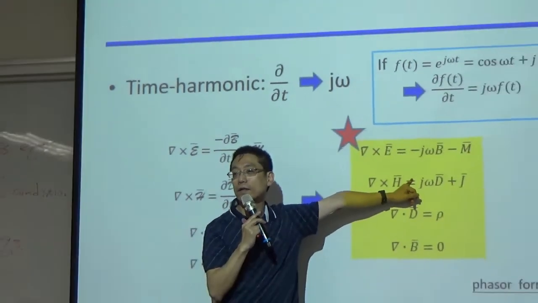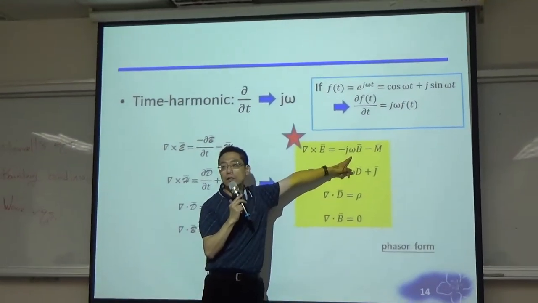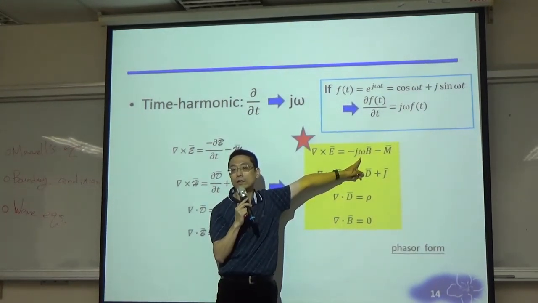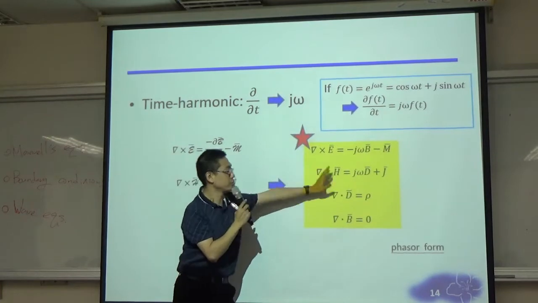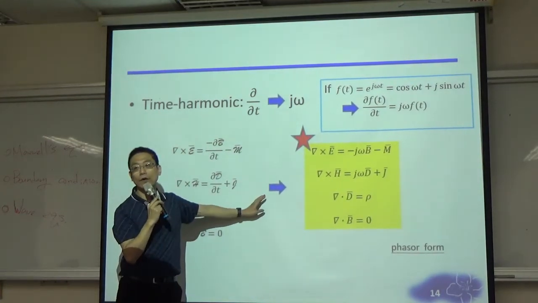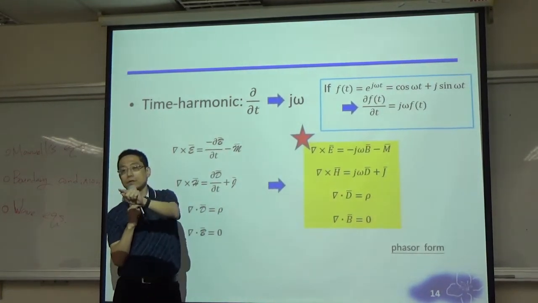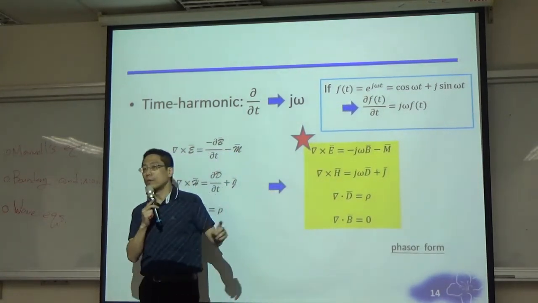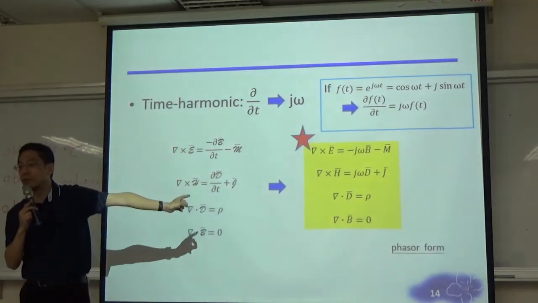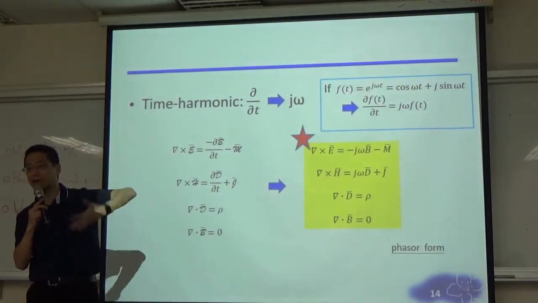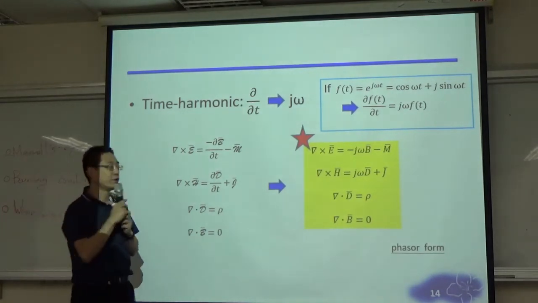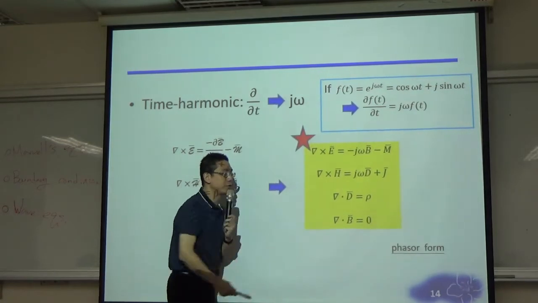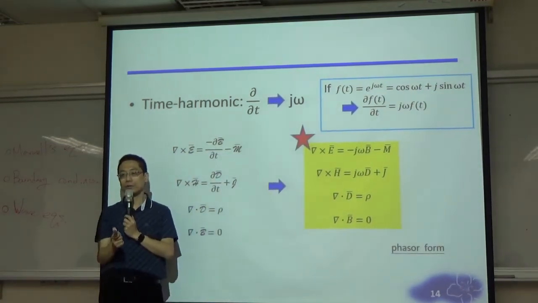Okay? j omega means the partial differential with respect to time. That's it. This is just a transformation to this one. Now it is important to remember these 4 equations. We will use these 4 equations for the whole semester. See the star mark. These 4 equations are really important. Please remember them.